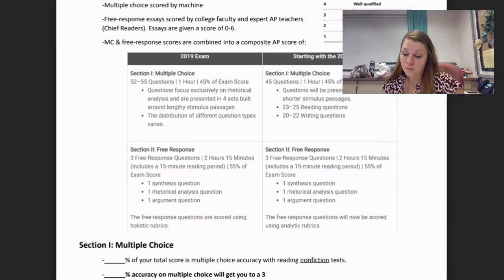The free response questions will now be scored using analytic rubrics, which is actually much better for you guys instead of holistic, which were much harder. In the past, it's been holistic, so it looks at everything, whereas the analytic just breaks things down and allows you to score points easier. So let's just break it down a little bit.